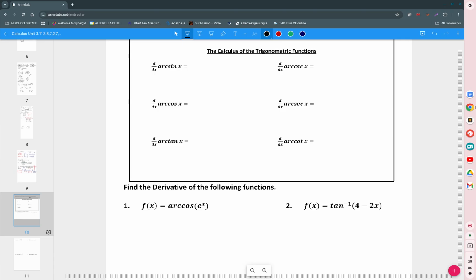The derivative of arc sine, arc cosine, arc tangent, arc cosecant, arc secant, and arc cotangent. Now, I want you to remember that you learned the derivative of e to the x, which was a pretty easy day, wasn't it? And the derivative of natural log of x is 1 over x. That's an easy day, isn't it? Okay, so you got to have one that's a little bit more challenging.